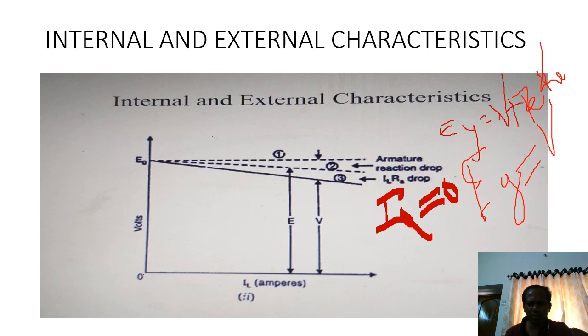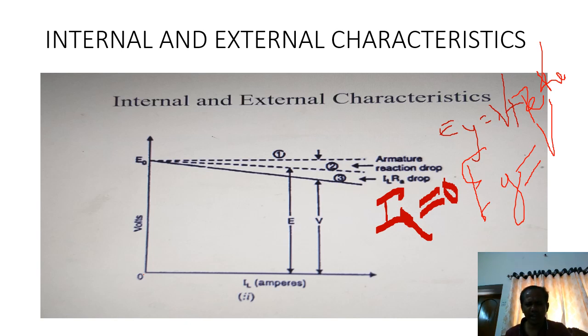This is the no load characteristics, the open circuit characteristics. Number two is the internal characteristics. Number three is the external characteristics. In between 1 and 2 is the armature reaction drop. Between 2 and 3 is the Ia Ra drop or IL Ra drop. Due to this effect, the voltage is gradually reduced.